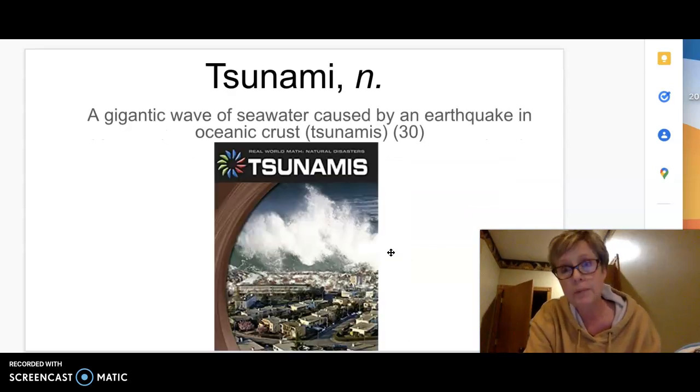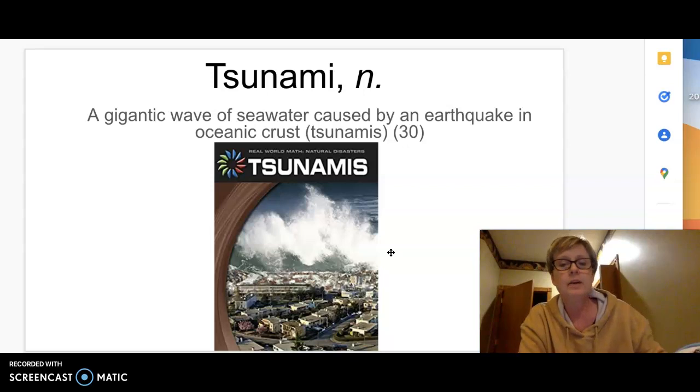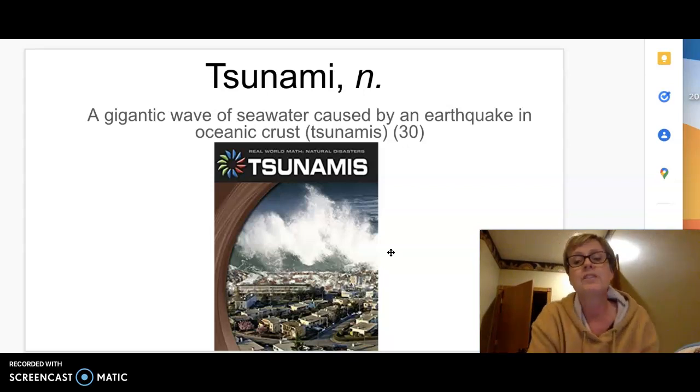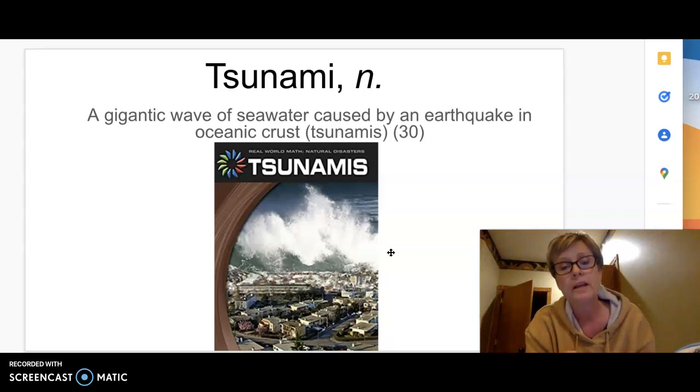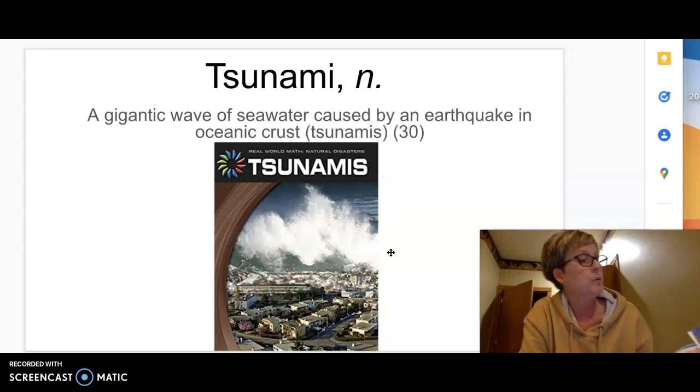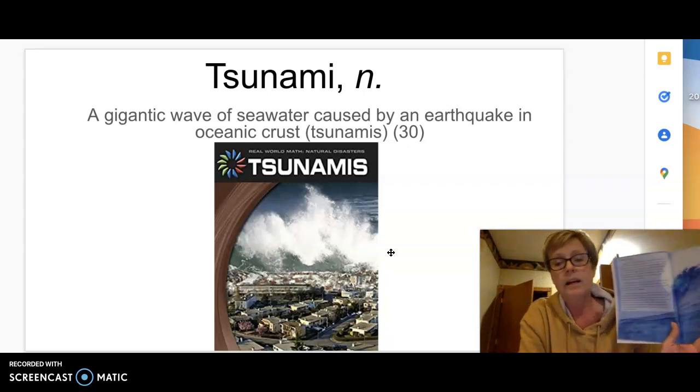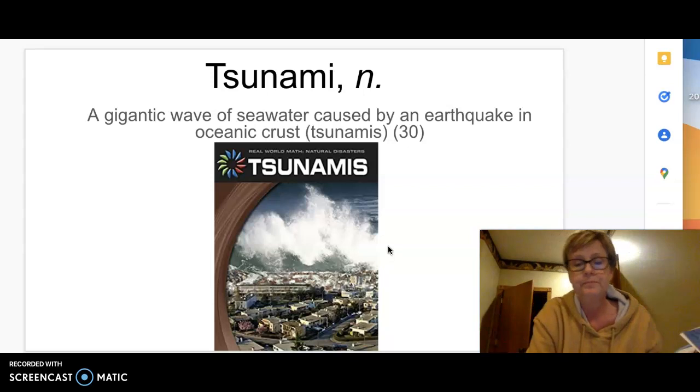A tsunami is a noun, and it's the gigantic wave of seawater caused by an earthquake in the oceanic crust. And we've talked a lot about that, and it's on page 30 in your book.